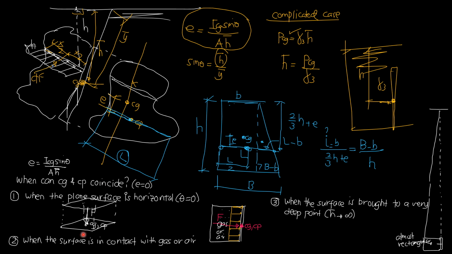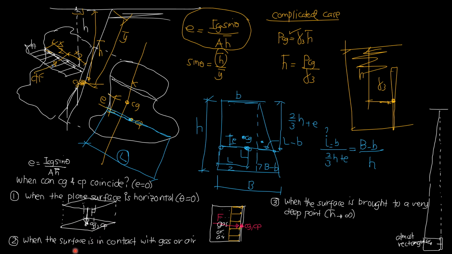In other words, there are three cases. One is when the plane surface is horizontal. That means if the plane surface is horizontal, theta is 0. So when theta is 0 in the formula, sine of 0 is 0. So 0 times something divided by, definitely there's a value here, would be 0. So that's one way that E is 0. When E is 0, that means CG and CP coincide. So this is the demonstration. When the surface is horizontal, then CG and CP coincide.